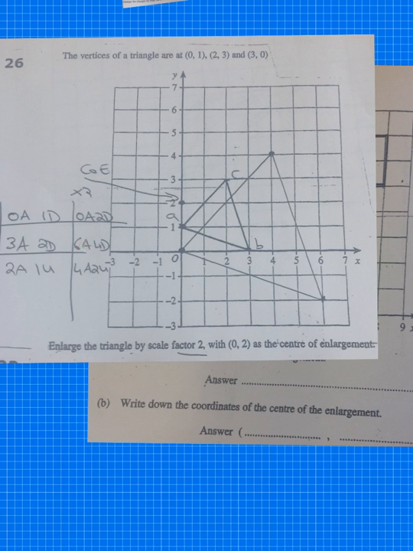6 across and 4 down gets me that point there. And the last one, 4 across and 2 up gets me that point there. I then join the new triangle at those points, and that gives me the new triangle enlarged by a scale factor of 2 with 0, 2 as the centre of enlargement.